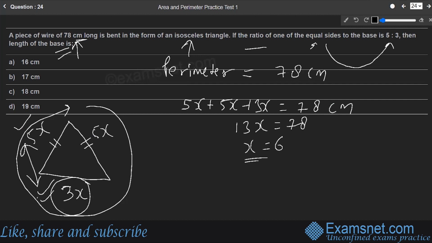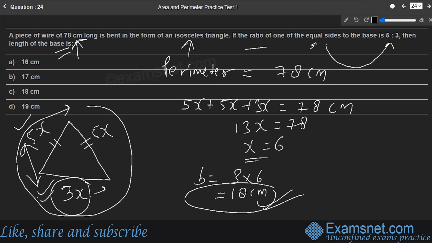Now we are supposed to calculate the length of the base. So the base we had assumed to be 3x. So the length of the base is nothing but 3 into 6, that is 18 centimeters. So this is the right answer. The value is 18. Let us see where it is available. It is available in option number C, so that becomes the right answer for us.